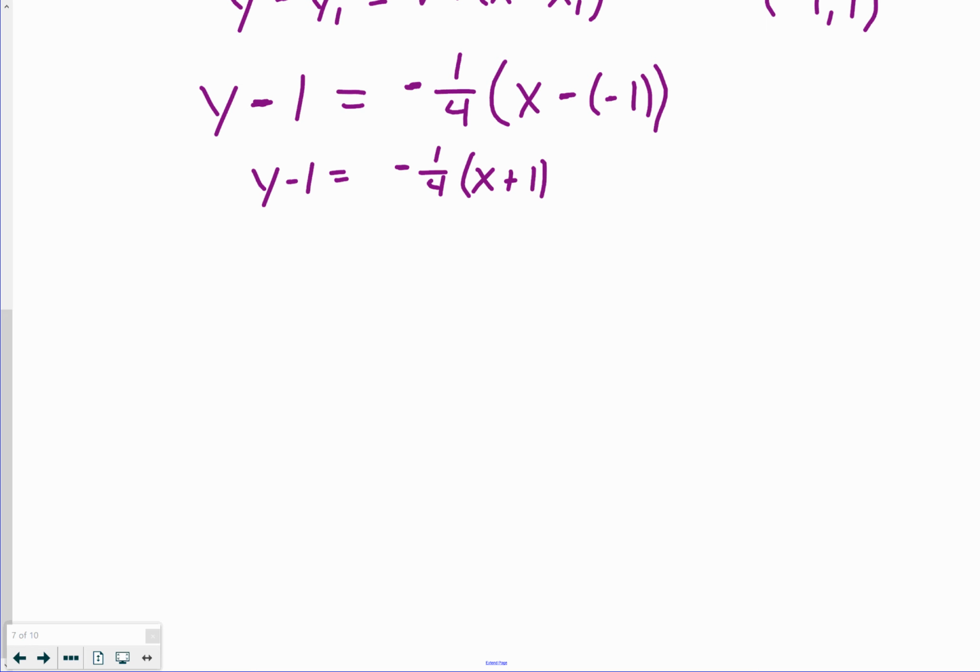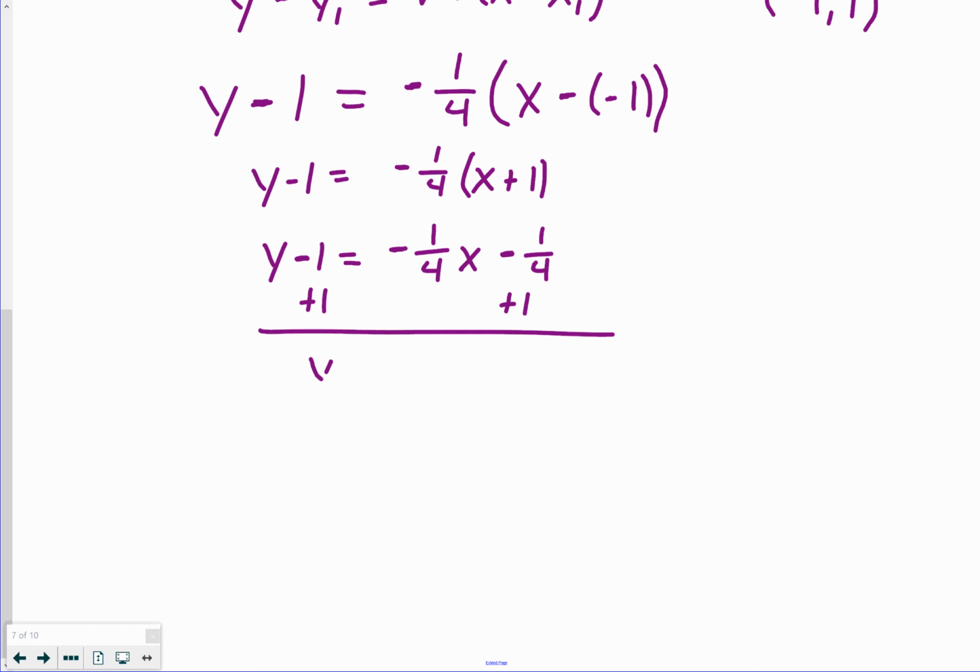Bring down the y minus 1. What is -1/4 times x? Excellent. What is -1/4 times 1? -1/4. Now we're so close. How do I move this -1 to the other side? By adding it. And now we're going to get our answer. y equals negative 1/4 x. What's negative 1/4 plus 1?